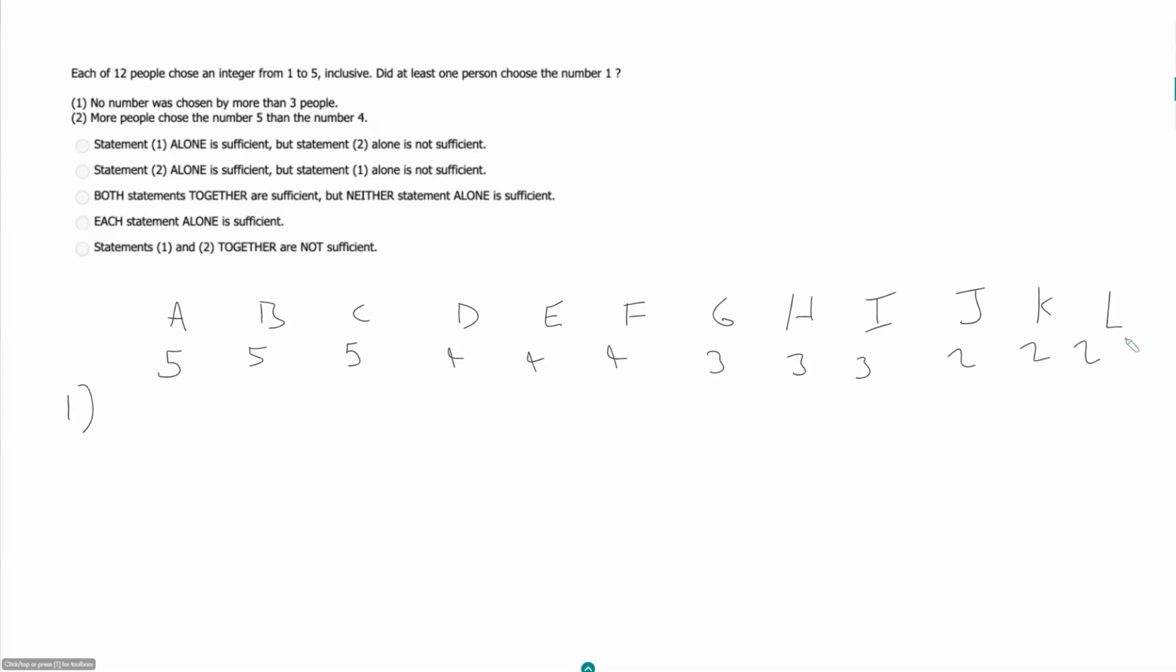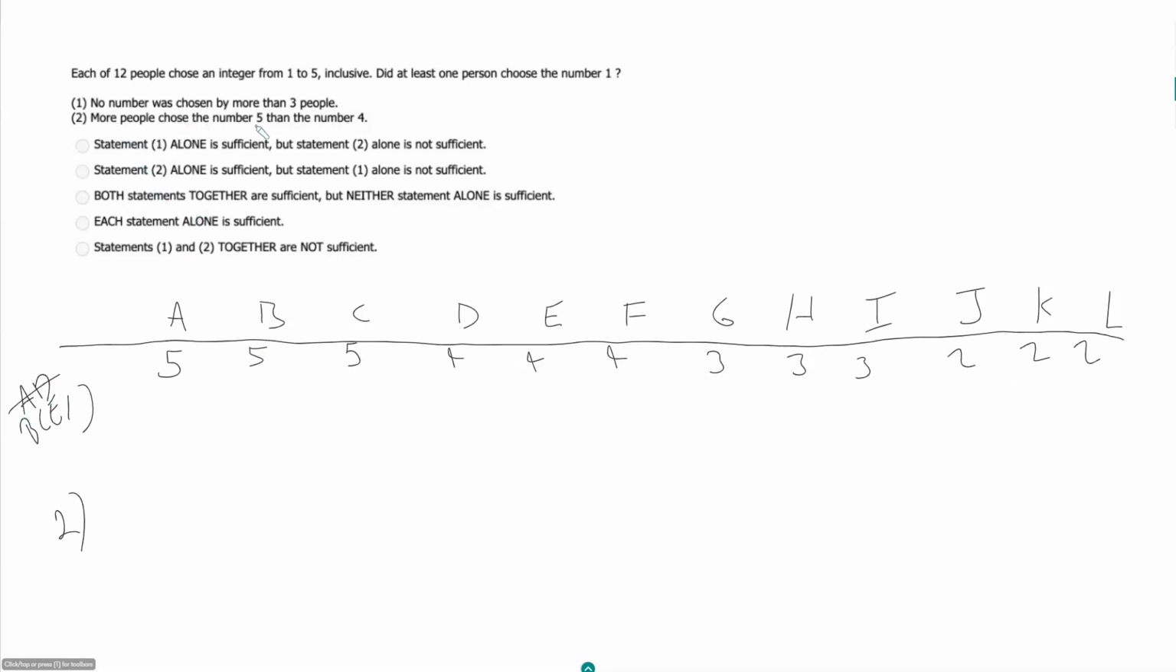So that totally works. And then you can easily come up with an example where number 1 was chosen. So this is insufficient, because we can come up with one where 1 is chosen, and this is an example where 1 is not chosen. And I think this is really the only example where 1 wouldn't be chosen, because we've maxed out our selections of all our other numbers. So that's worth noting, but this is still insufficient.